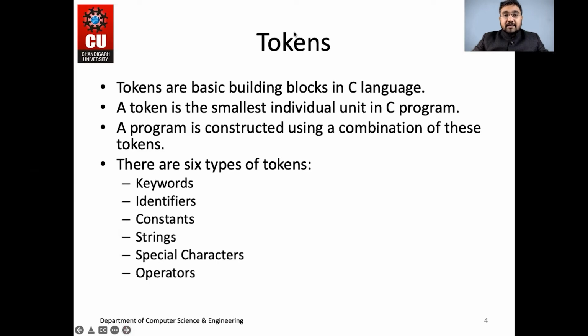Now, a token is the smallest element of a program that is meaningful to the compiler. A token can be classified as keywords, identifiers, constants, strings, special characters, and operators, which we'll discuss further in detail in this particular session.